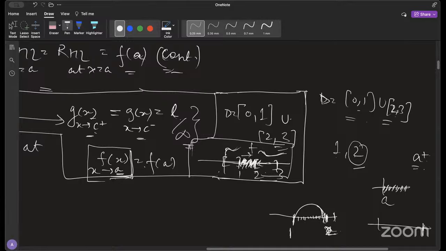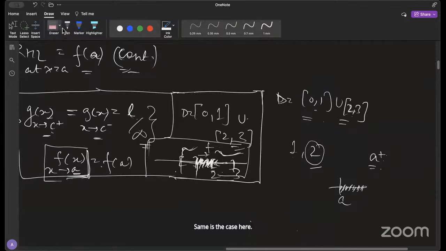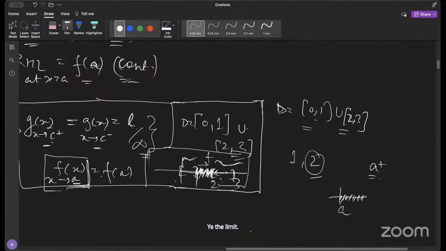It's like you're approaching a point and you need a path for it, but you don't have a path after 1. So you can't jump from 1 to 2. That's why you can't find the left-hand limit at 2. Same case here, so can we say that for this graph, at x equal to 2, the limit exists? Yeah, the right-hand limit exists here. The left one's concept is not there, you can't even talk about the limit here.